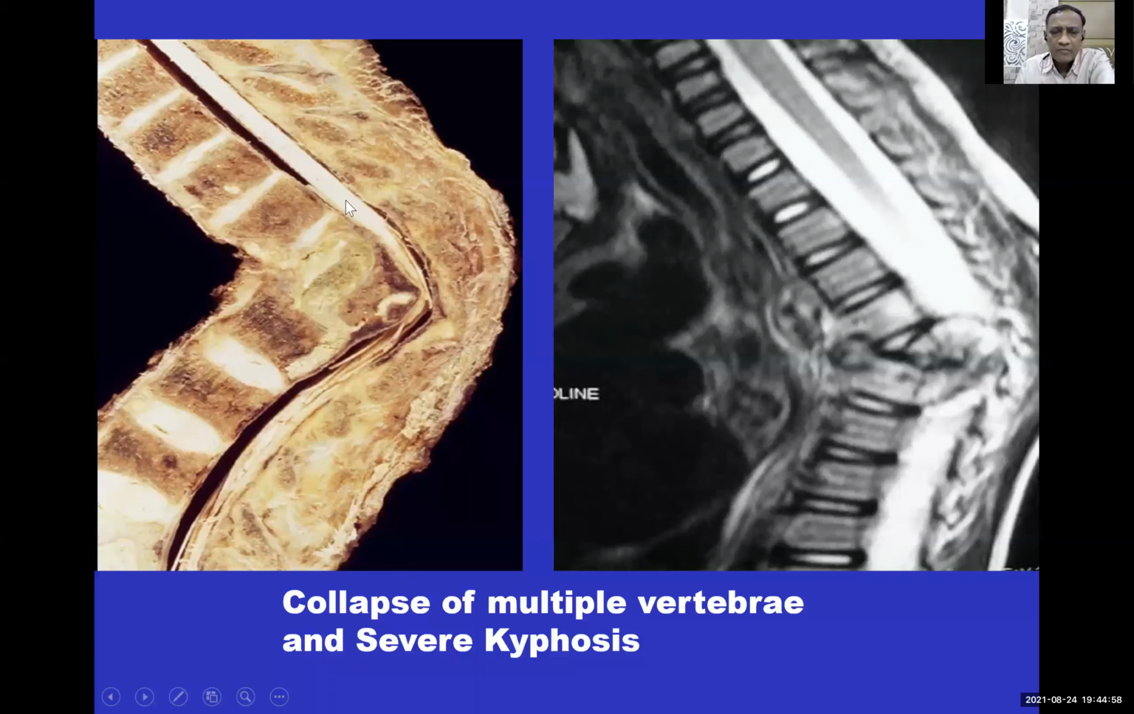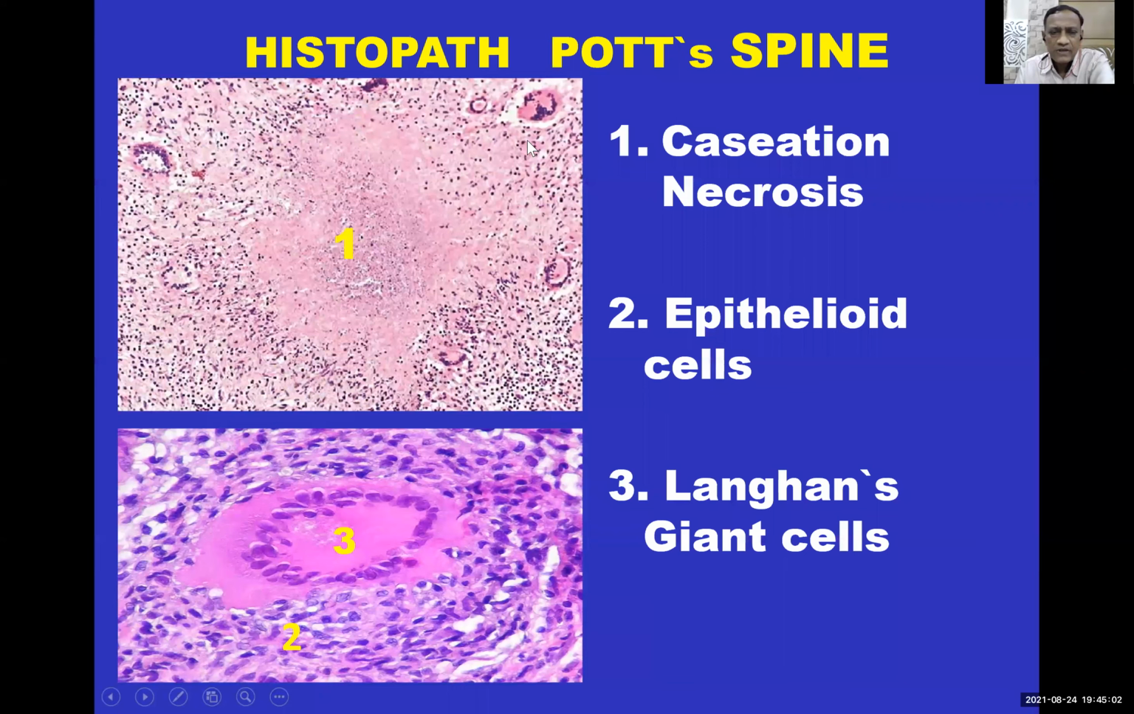Histopathology is a classical picture. It shows central caseation necrosis surrounded by epithelioid cells. And in the epithelioid cells, you see the Langhans type of giant cell. And what are the characteristics of these cells? The nuclei are situated in the peripheral margin. So these are the Langhans type of giant cells.